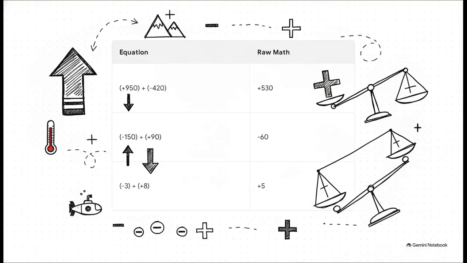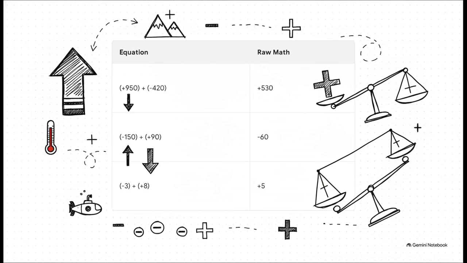Let's look at some raw math equations side by side, combining positives and negatives using those exact rules we just learned. First up, we've got a positive 950 plus a negative 420. Following our rule, we just subtract 420 from 950, which gets us 530.